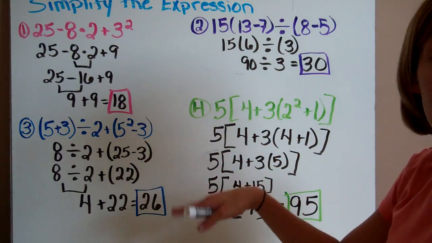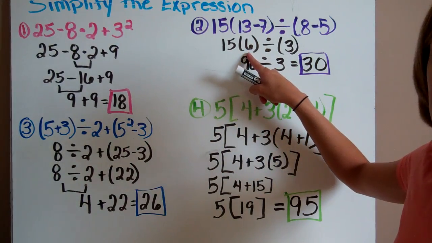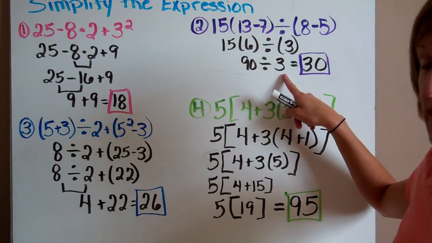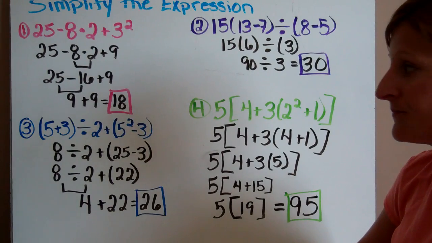Now, I do multiplication and division left to right. So I need to do 15 times 6 first, which is 90. Then I need to divide by 3. And 90 divided by 3 is 30, and 30 would be my answer.